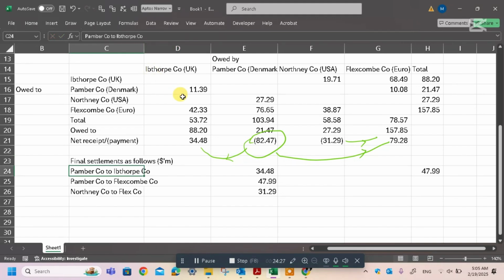Otherwise, they have to do many transactions. 1, 2, 3, 4, 5, 6, 7, 8, 9. 9 transactions, or no, 8 transactions they would have done. With 8 transactions, the amount would have been bigger. Number of transactions is high, so you will be bearing high bank charges. The transaction costs would have been high. To avoid that, we do intra-group netting.